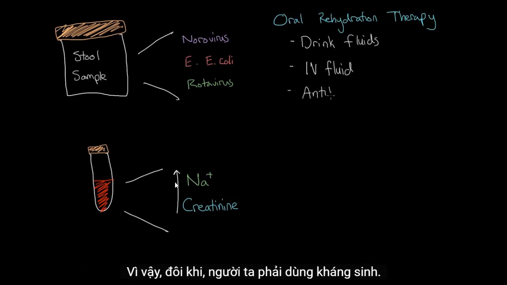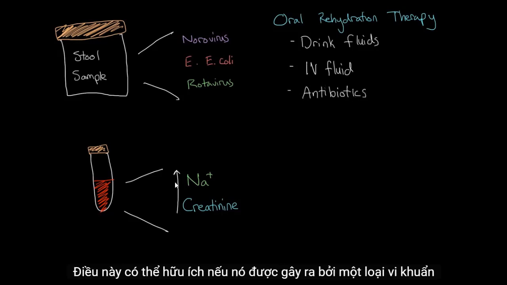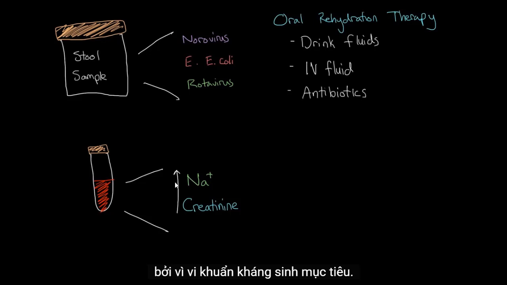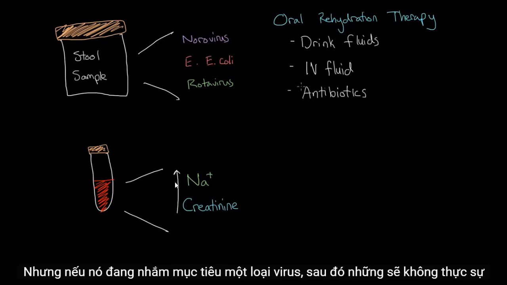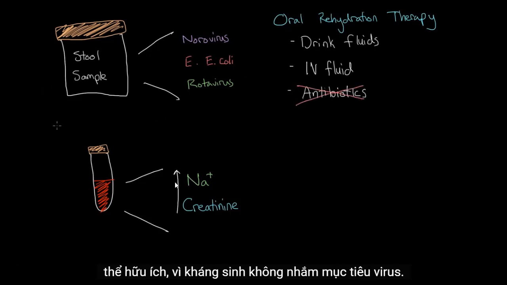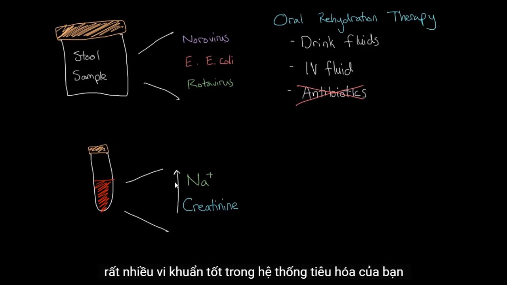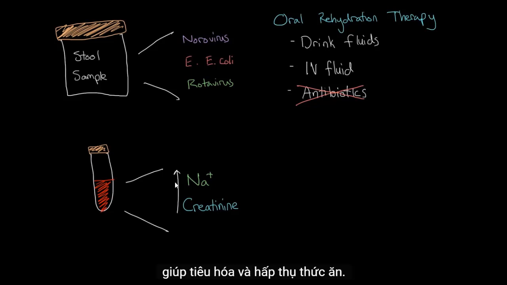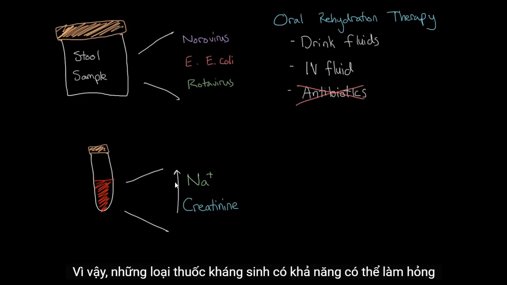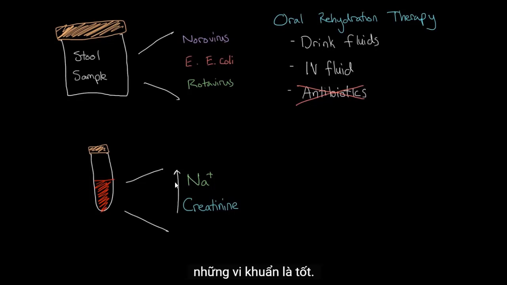So sometimes people are given antibiotics. This can be helpful if it's being caused by a bacteria, because antibiotics target bacteria. But if it's targeting a virus, then these won't really be helpful, because antibiotics do not target viruses. It's also important to be aware of the fact that you have a lot of good bacteria in your gastrointestinal system that help digest and absorb food. So these antibiotics could potentially damage those bacteria as well. So whether or not you give someone antibiotics, it really depends on the nature of the pathogen and the individual.